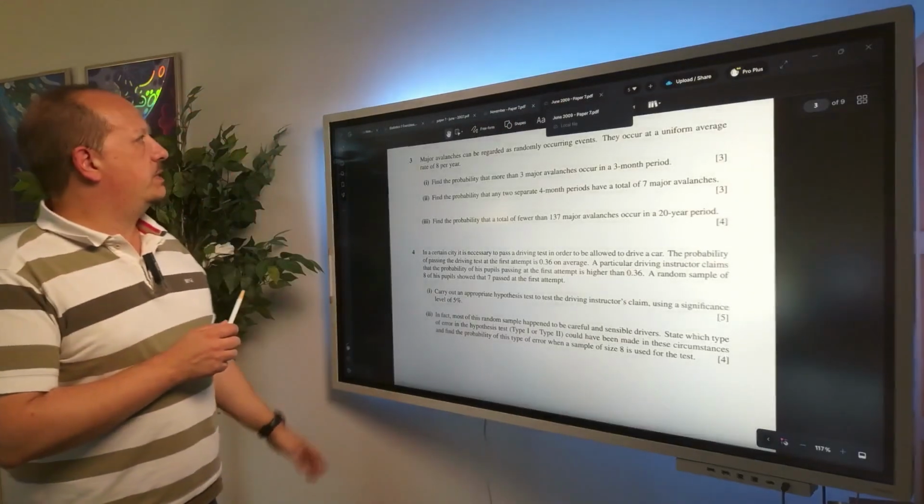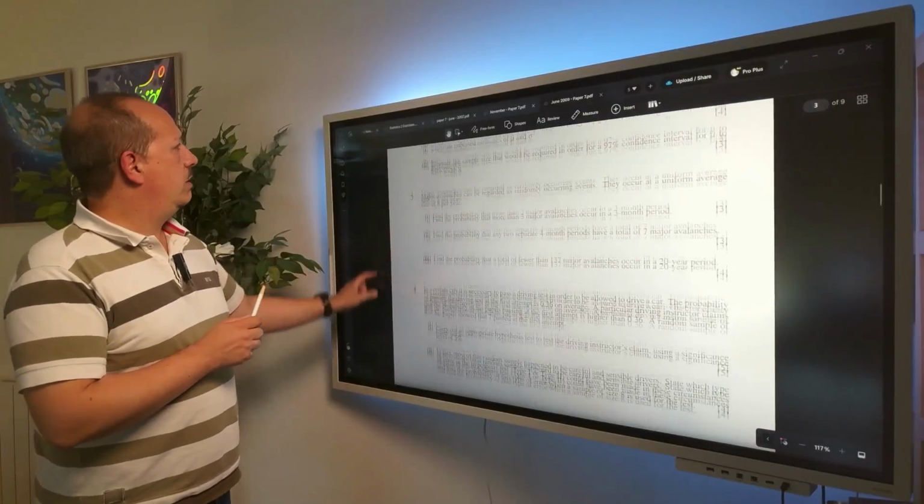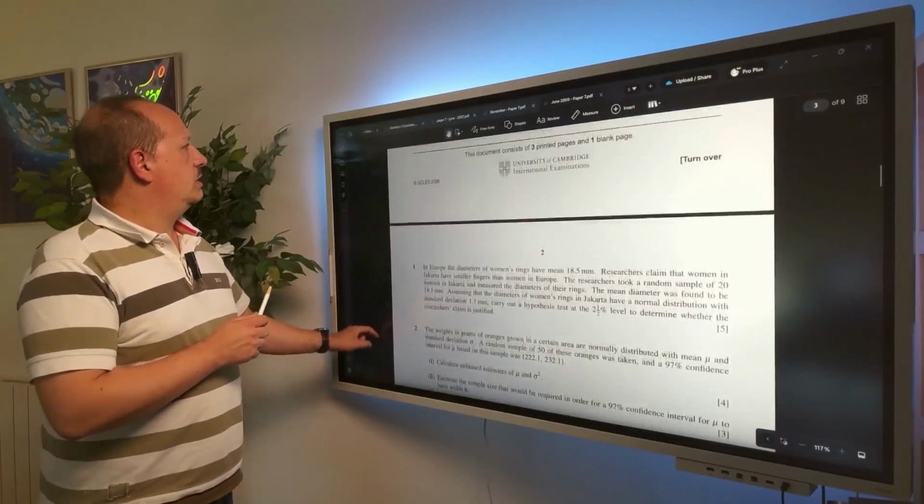Last one is also a paper 7. Obviously, this one is from 2009.